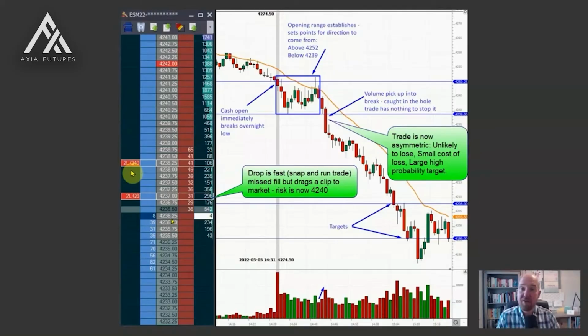And so we're now in a situation where you should be building the size into this as much as possible. So be willing to move your orders down. Get in as long as you know that your stop is still above 39. The trade has essentially now become asymmetric.